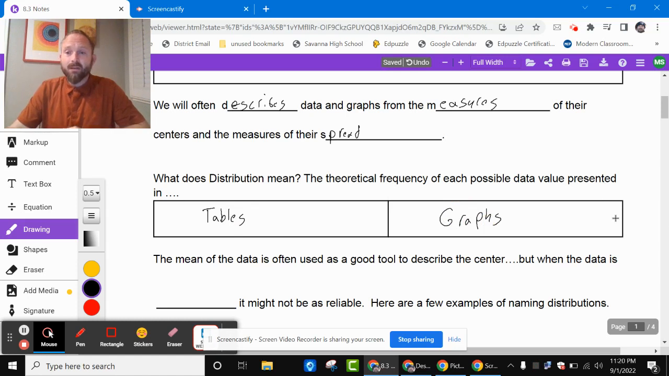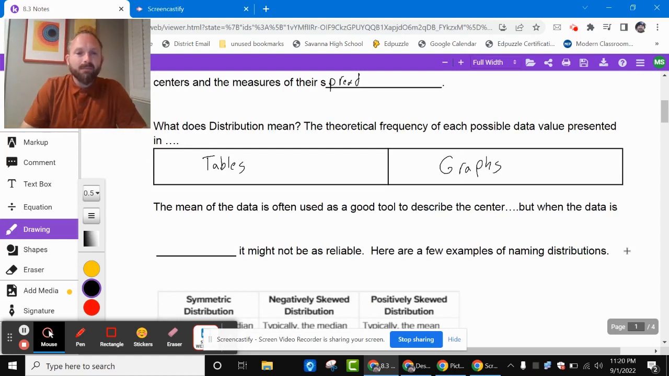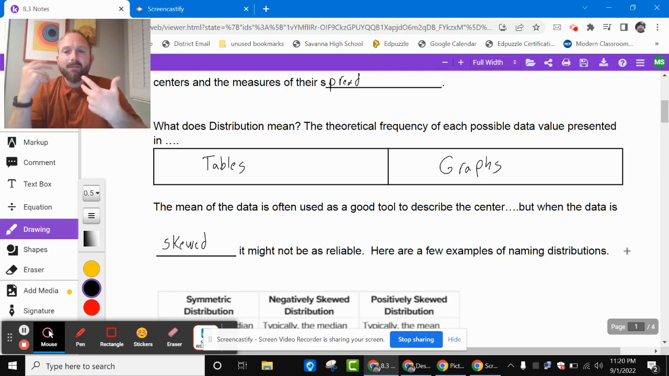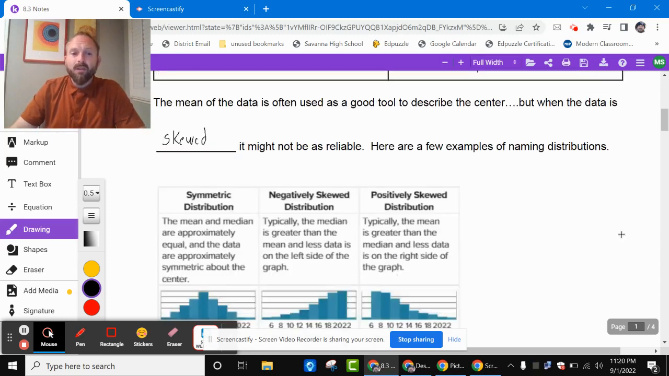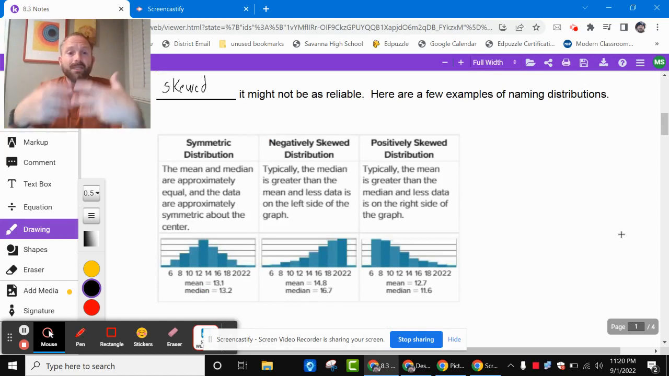And we're going to show you both of these in just a little bit, but just a little heads up for you. Normally, the mean is a great center tool to use to describe, hey, this is the center. But when the data is skewed, it might not be reliable. So if you ever find a pole that's kind of bent or skewed to one side, just think about that. So here's some examples of us naming some distributions. We have the symmetric distribution. This is where the mean and the median are about equal, and the data is pretty much symmetrical. Left side equals right side, symmetrical.